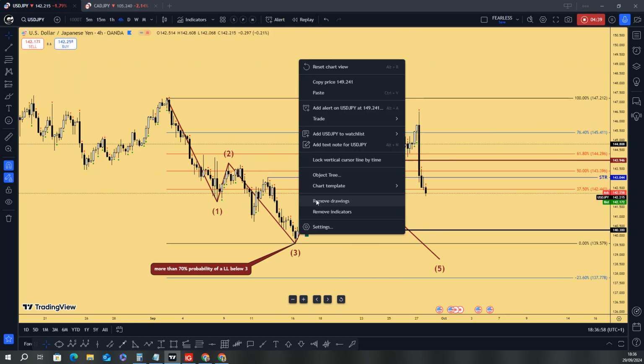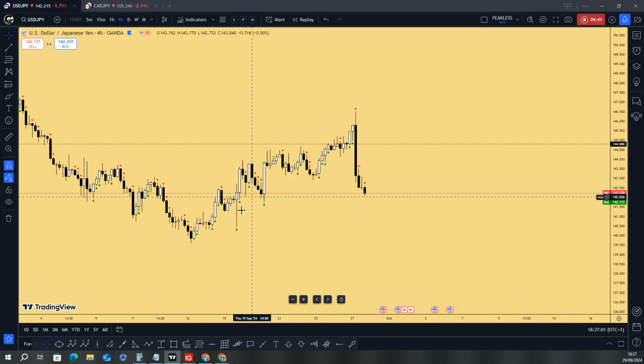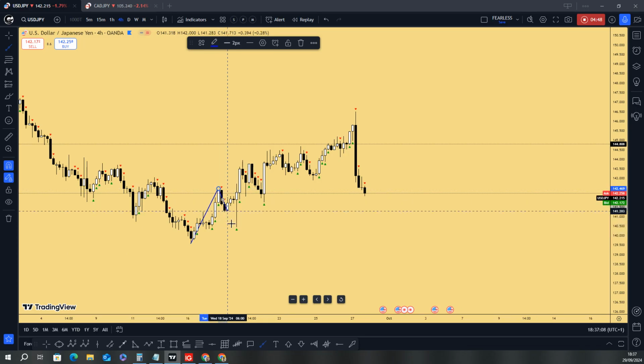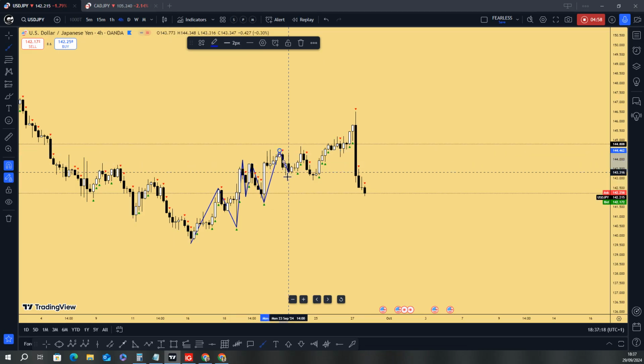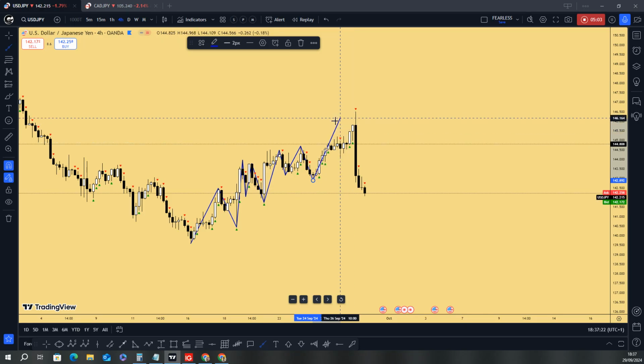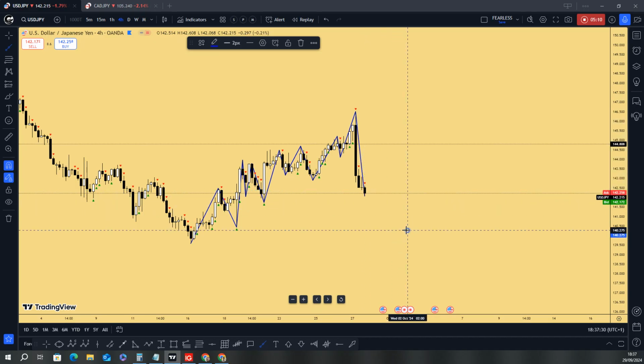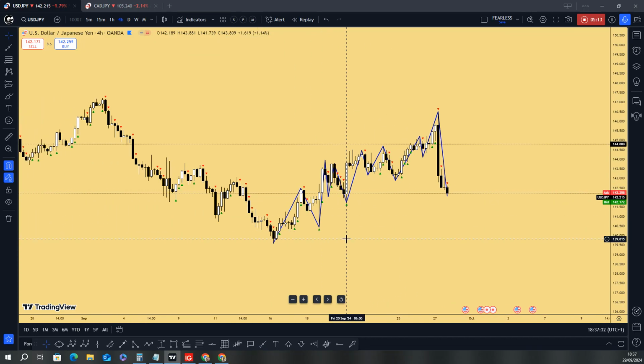So I'm going to delete the drawings, because we have a new wave structure count going up here. What I'm doing here is what we do on a regular basis, so that it helps us to count the waves and know what to do. By counting the waves, we know what to do.